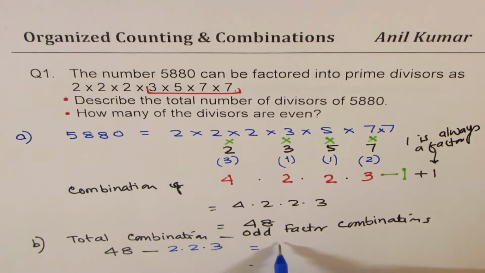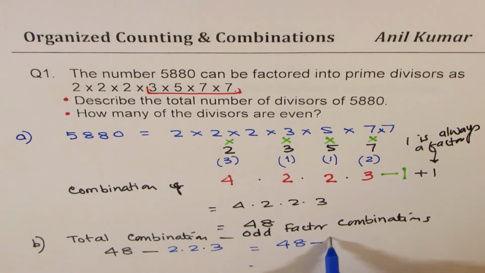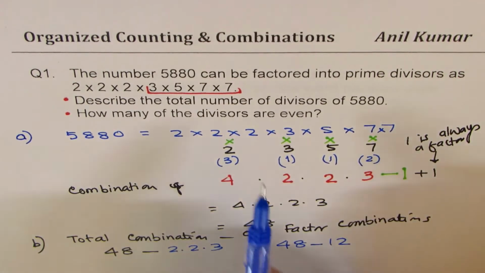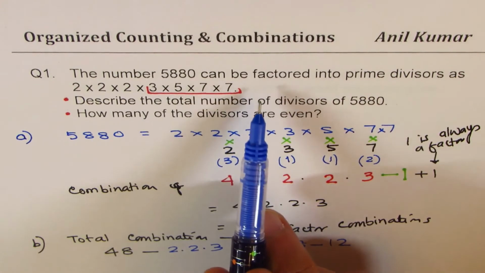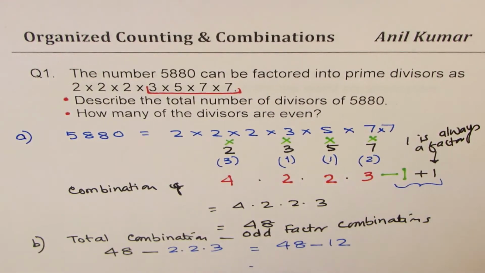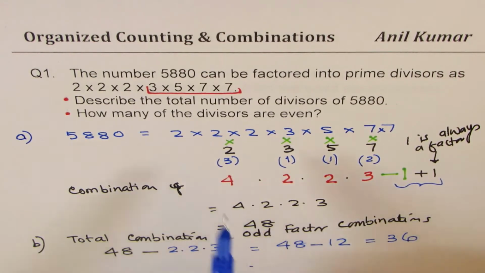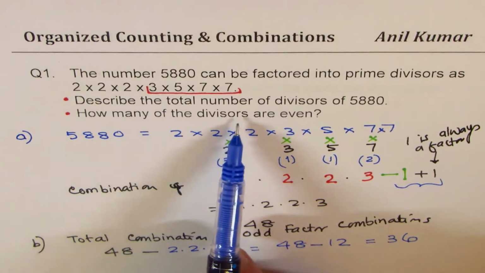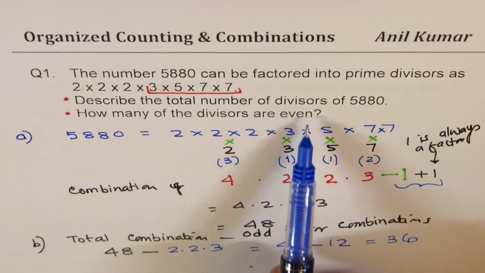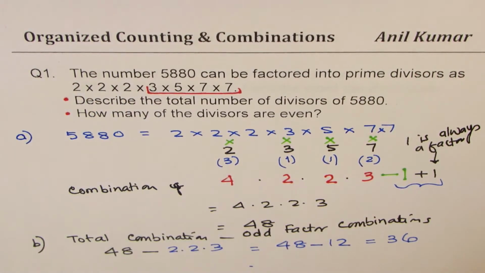So what we get here is 48 minus 12. Now, yes, there is one without them, but that one makes it covers up, which we saw here. Is it okay? So it is 4 times 3, 12. When you take away 12 from 48, you get 36 as your answer. So that becomes the answer for how many of the divisors are even. So to find this, we excluded these twos, simple as that, and got our answer.